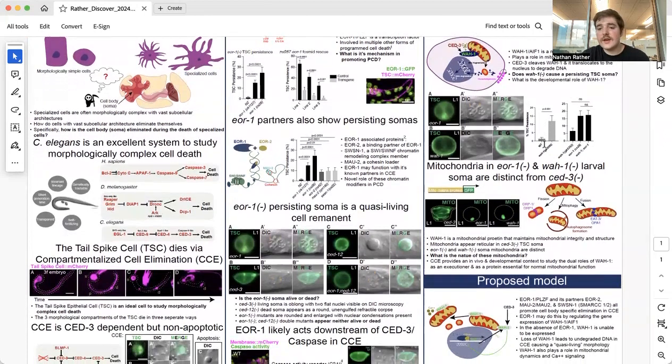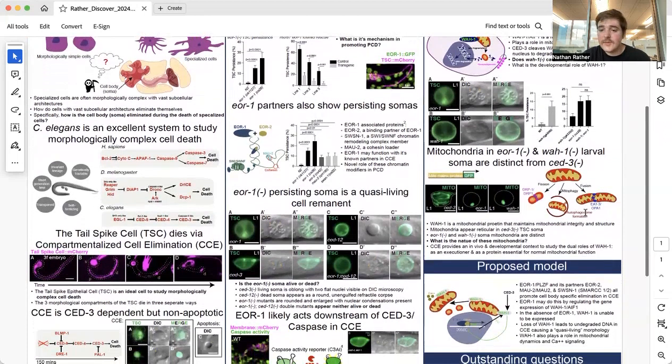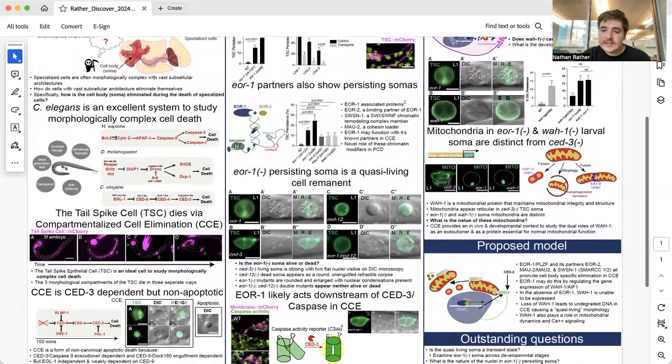Given that WAH-1 is a mitochondrial protein, I wanted to know what mitochondria looked like in these persisting soma remnants. I found that they actually looked very distinct from CED-3. CED-3 had normal reticular mitochondria, normally shaped in this living tail spike cell mutant. And in the EOR-1 and WAH-1 mutants, they appear sort of degraded. So this really suggests that something's happening at the mitochondria.